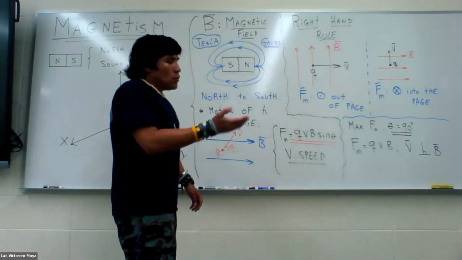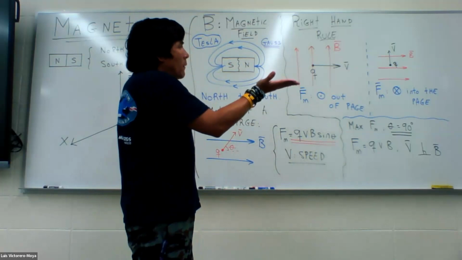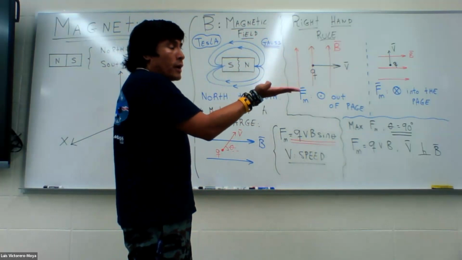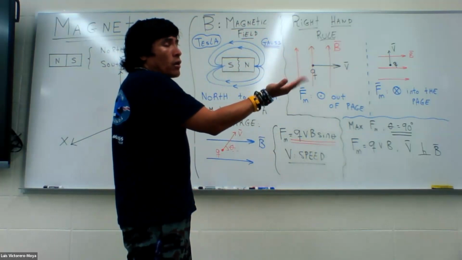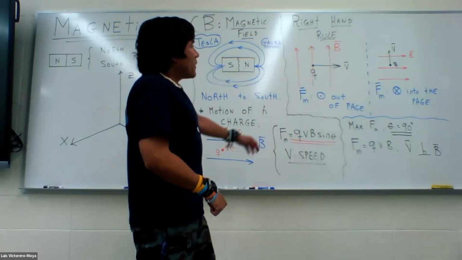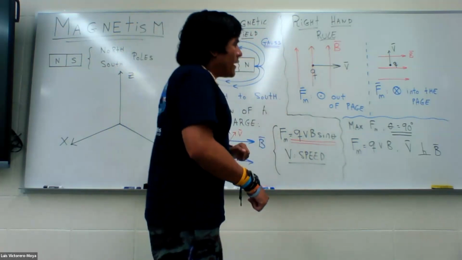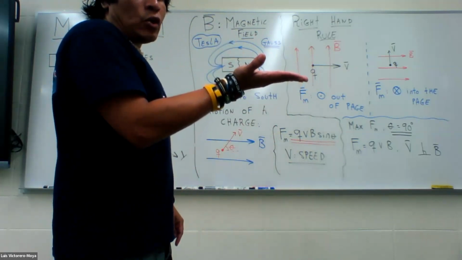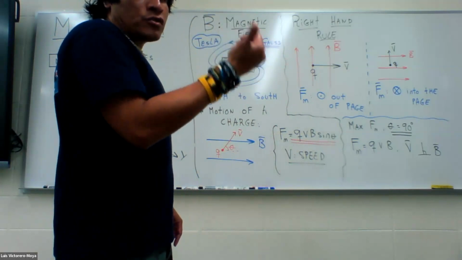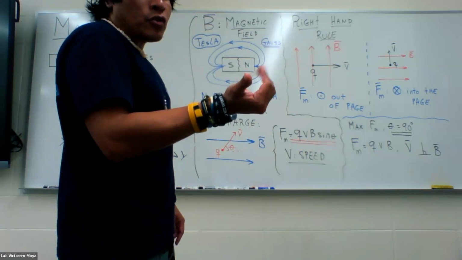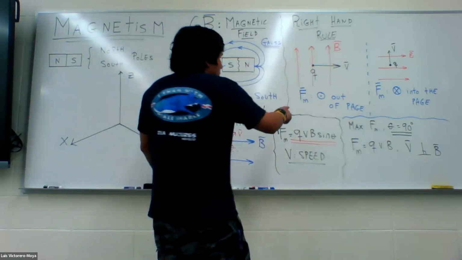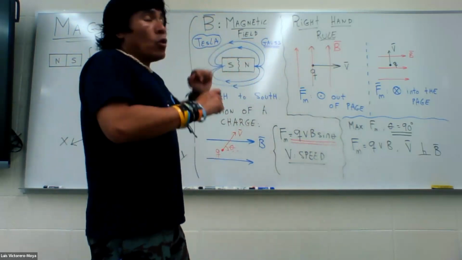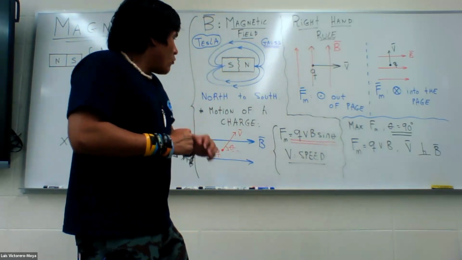Well, you're going to use your right hand, with your four fingers in the direction of the velocity. And then you're going to curl your fingers in the direction of the magnetic field. So if the magnetic field is going up, you place your hand like that, curl your fingers up, and then your thumb will tell you the direction of the force. So clearly, the force is out of the page, coming towards you. That's how we use the right-hand rule for a moving charge.